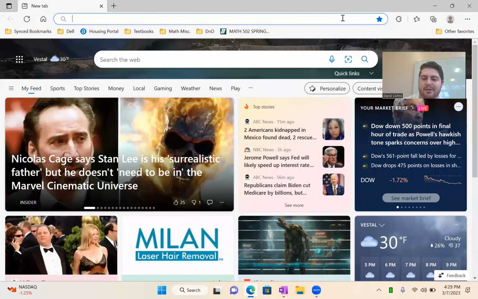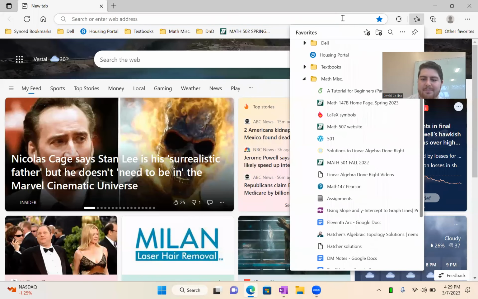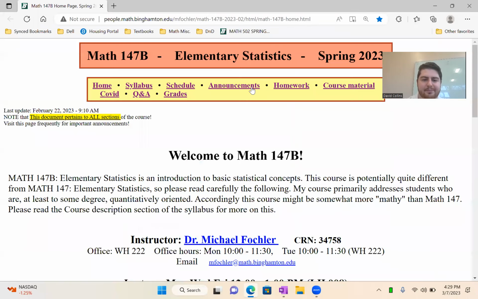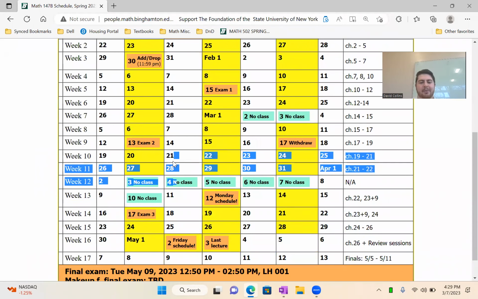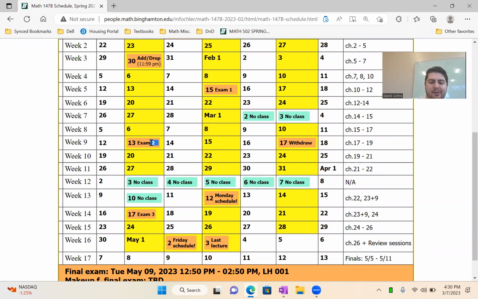So first things first, I just want to show you the schedule real quick. We're on week 8, halfway point of the semester. Test is Monday and lecture, same format as last time.